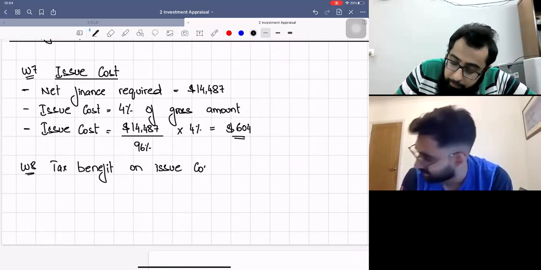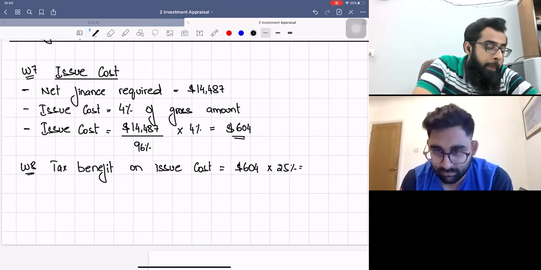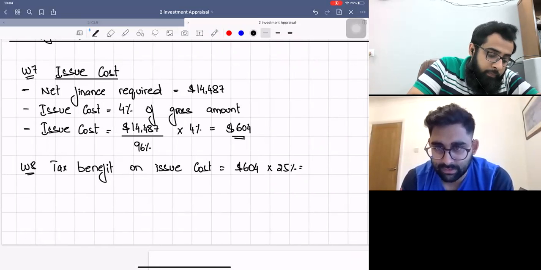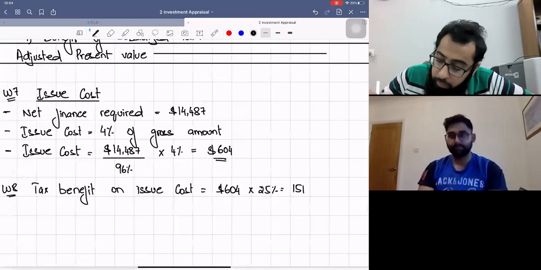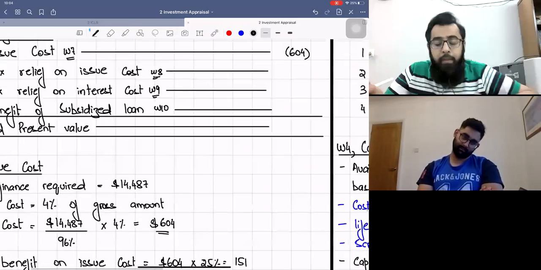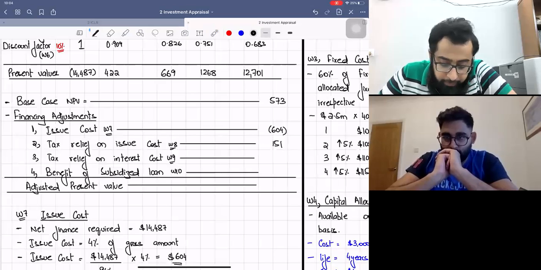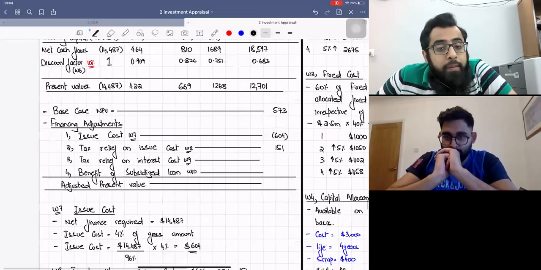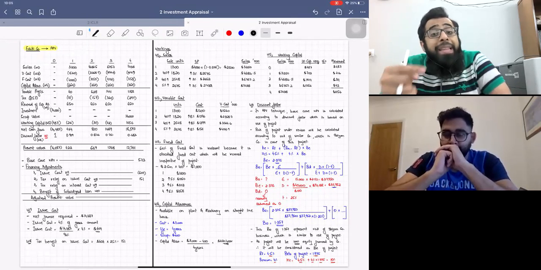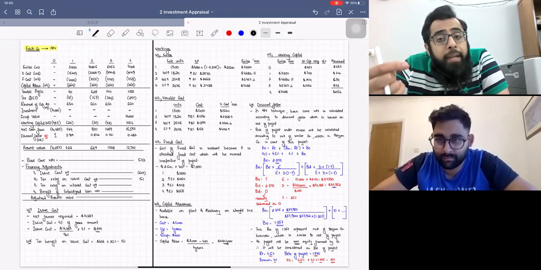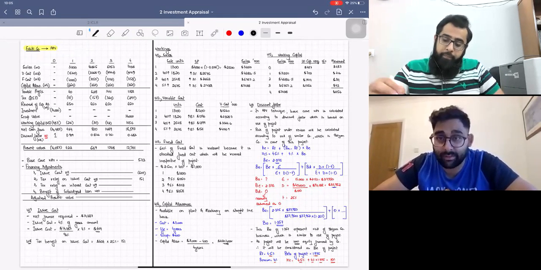It will be 604 into 25%. That 604 is obviously in thousands, yeah? So the tax benefit on issue cost is 151. That's tax relief. Now let's think about the tax relief on the interest cost. Because of the project, the company will be able to raise debt. On that debt interest, the company will get the tax benefit. Now that should be given to the project.